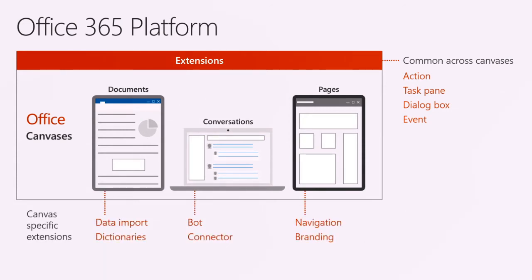So if you think about a bot or a connector, for example, where I'm inserting a new item into a conversation, that's really specific to the conversation canvas. And when you go build one of those, we want to say, yeah, you can go build a connector, and it's going to work the same way across all the different places where our conversation canvases sit, whether that's Outlook or Teams, and regardless of the platform that it sits on.